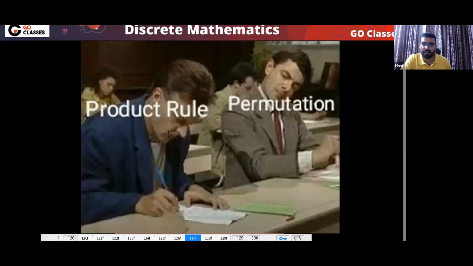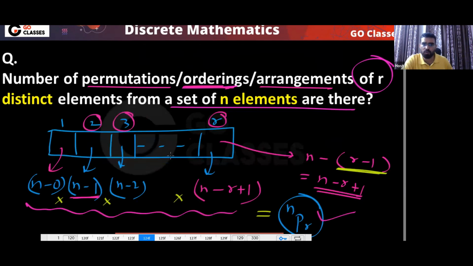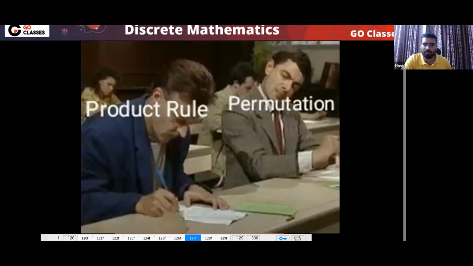So very simple. You can just check this meme: product rule, permutation. So remember, permutation is just a fancy application of the product rule, nothing else. The proof you have seen is very simple. Just apply the product rule and you will get the answer.